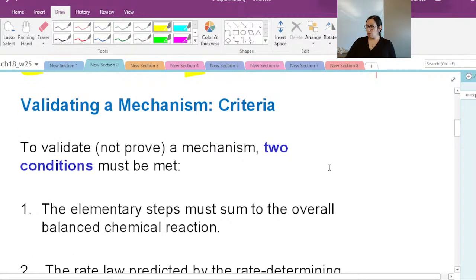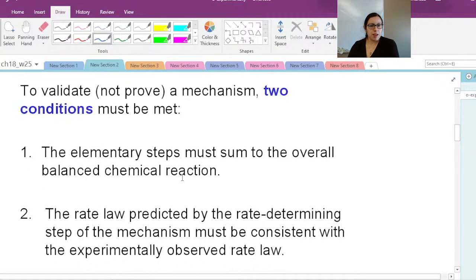All right, so then, that's basically what Chapter 18 is leading us towards: trying to validate these mechanisms. Is the mechanism that we proposed a match with the rate law? And so right here, it walks us through our conditions. Obviously, the elementary steps must sum to the overall balanced reaction. I mean, yes, obviously, to me that makes sense.